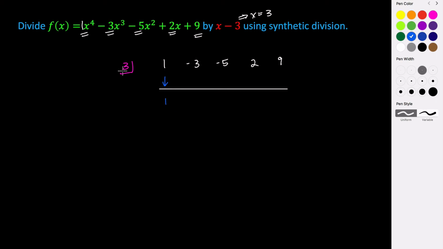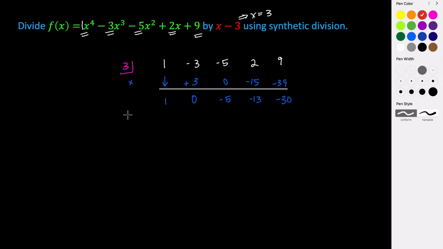and then we take its product. So 1 times this number, so that's 3. And then instead of doing subtraction like we normally do in long division, we add these values. So it's plus 3. -3 plus 3 is 0. 0 times 3, that's 0. -5 plus 0 is -5. -5 times 3, that's -15. 2 plus a -15 is -13. And then -13 times 3, that's -39. 9 minus 39 is -30.